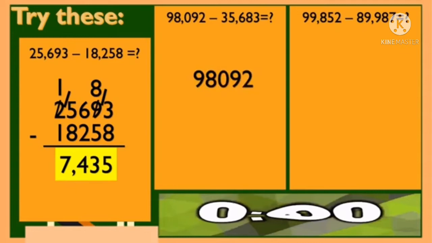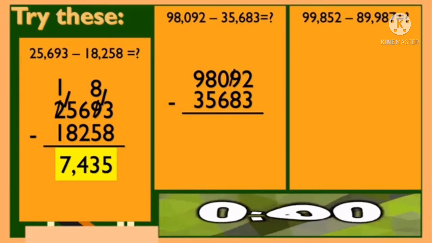Alright, let's proceed to number 2. Again, we need to align the numbers. We have the first number, which is 98,092 minus 35,683. Okay? Now, let's proceed to the solution. 2 minus 3. Cannot. Good job. So I will borrow from 9.